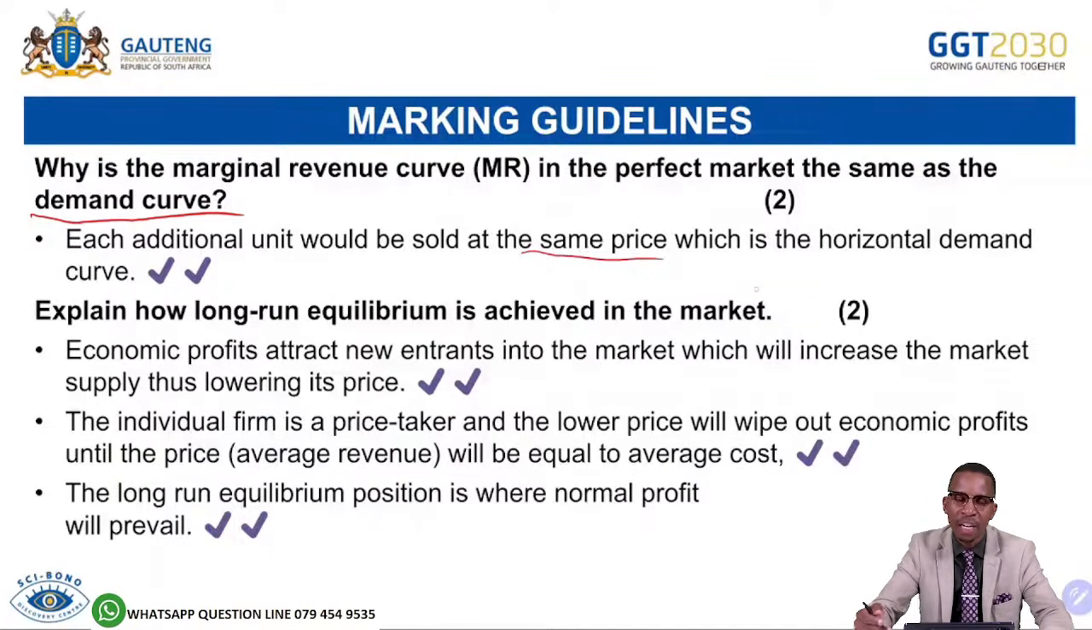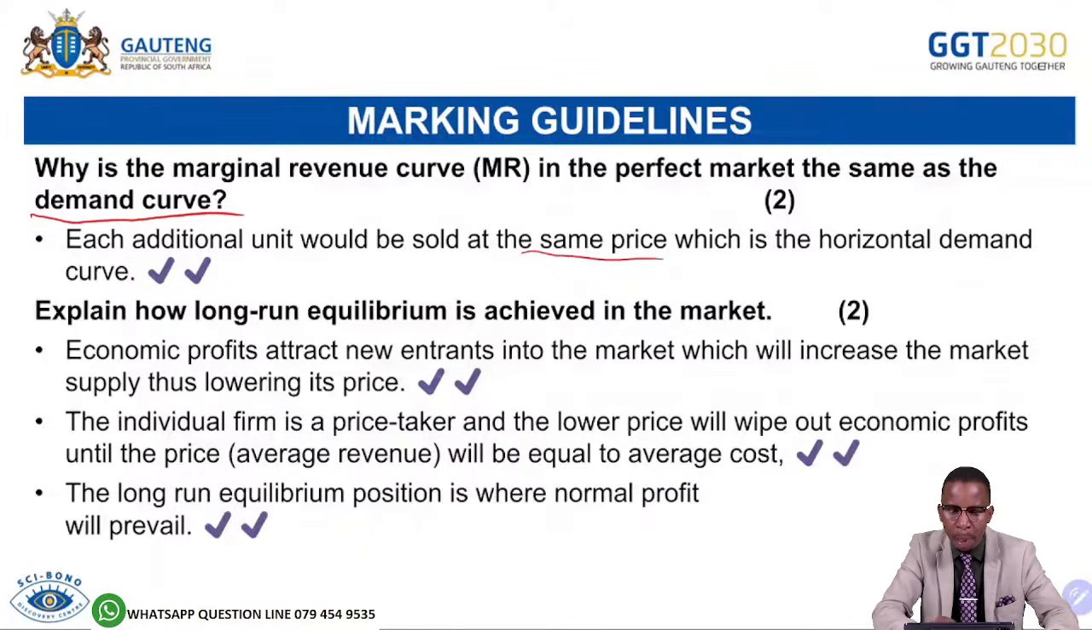So under perfect market, firms are price takers. They don't have influence over the price. However, they only determine or decide on the output size to be produced at the given price. So that's why we say they are the price takers. And then explain how long-run equilibrium is achieved in the market.